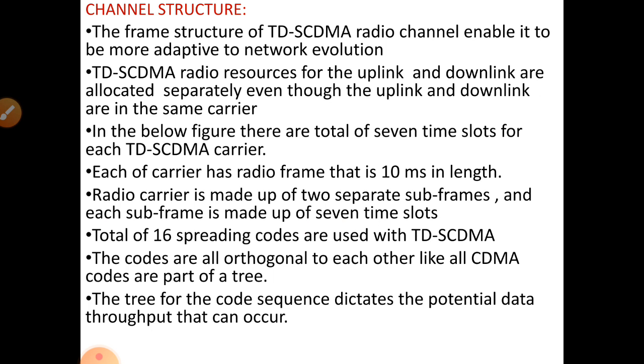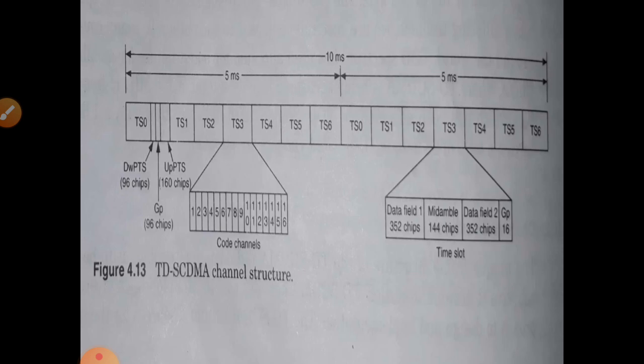So the channel structure of TD-SCDMA consists of a total of 7 time slots for each carrier. Each carrier has a radio frame that is 10 ms in length. The radio carrier is made up of 2 separate subframes. So this is the diagram for the TD-SCDMA channel structure.